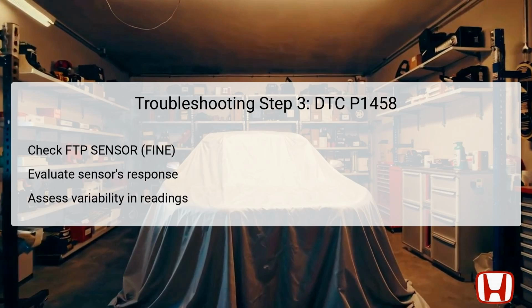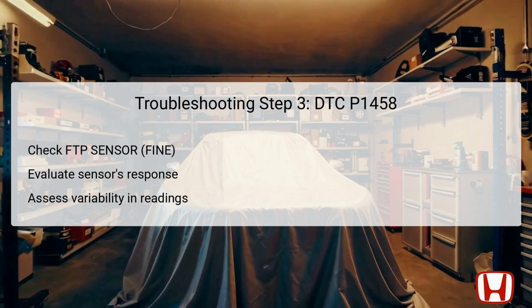In the third step, focus on evaluating the FTP sensor's performance by checking the FTP sensor fine readings. During this phase, you should assess if the readings vary by at least 0.067 kPa, 0.02 inches, 0.5 millimeters per second within 3 seconds to confirm its functionality. A significant variation indicates that the sensor is responsive and possibly functioning correctly.